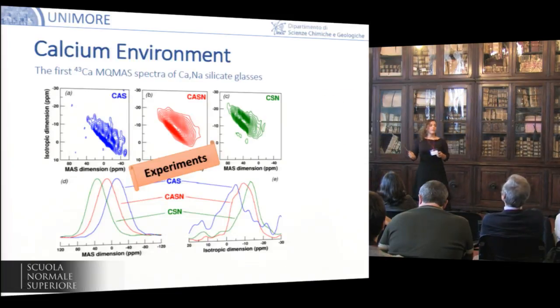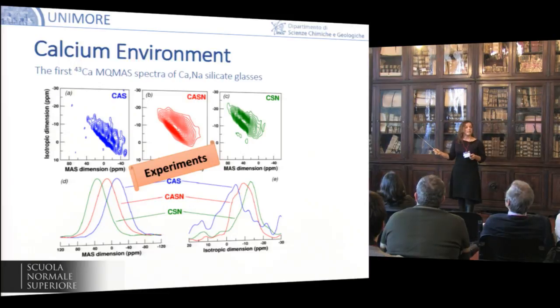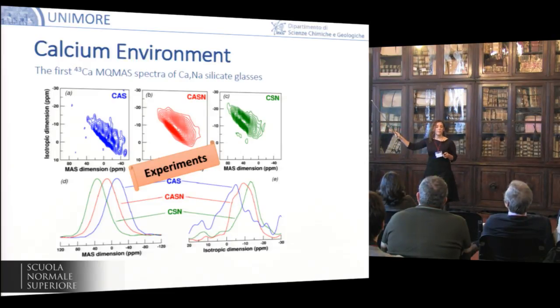So, now I start to show you some results about the environment of calcium. Okay. These are experimental data, and they are very precious to us because these are experimental data of the calcium-43 nucleus. And this is a very difficult nucleus because the experimental conditions required for the acquisition of these spectra can be very expensive in terms of money and also in terms of the ability of the operator. And so these are the first multi-quantum MAS spectra for these glasses that have been collected in the literature, to the best of our knowledge.